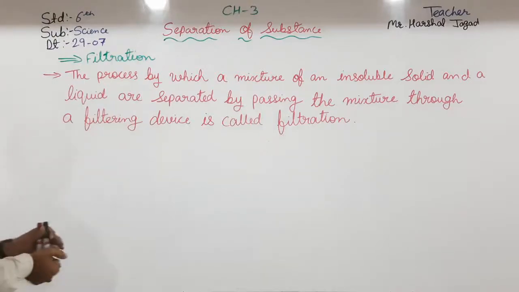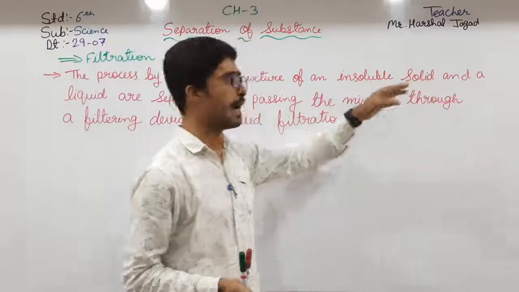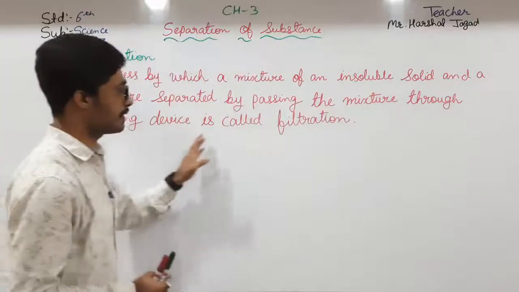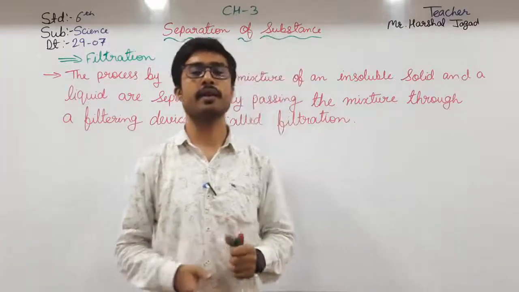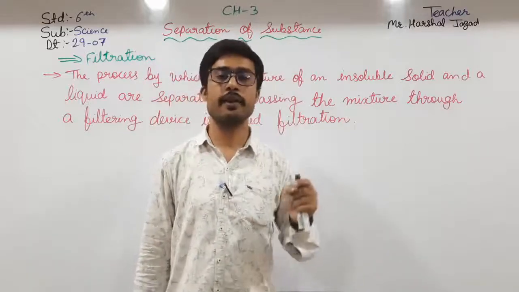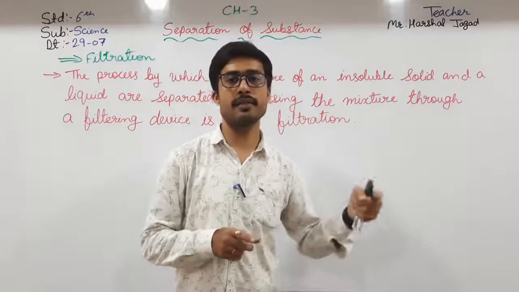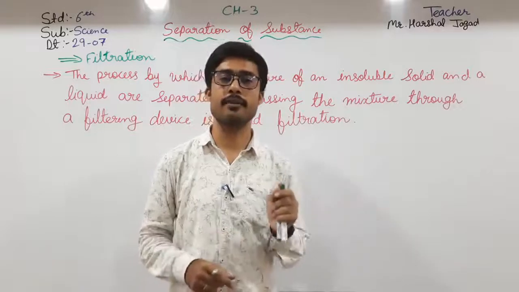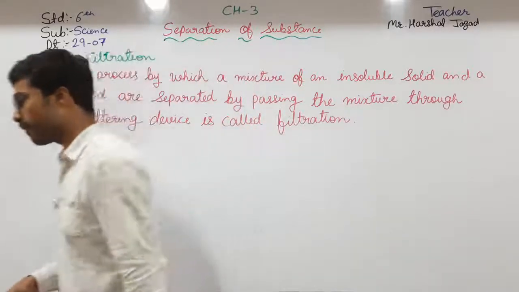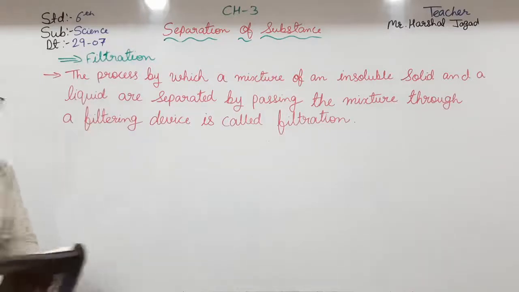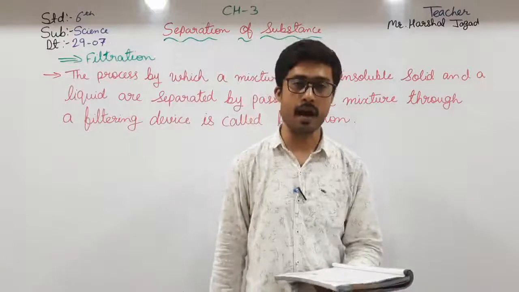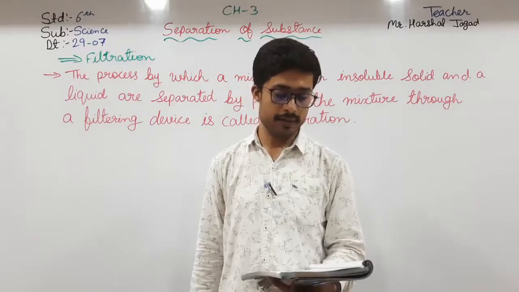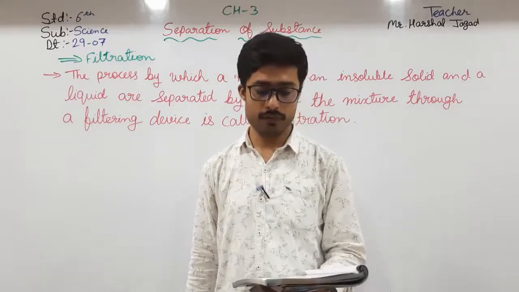So the process by which a mixture of an insoluble solid and a liquid are separated by passing the mixture through a filtering device is called filtration. Okay students, what happens in the filtering process? The insoluble solid in that liquid is separated from the liquid. This process is known as the filtering process. Further it is given, filtration is used in our homes to filter out the tea leaves from prepared tea with the help of a strainer. We also filter and separate fresh fruit juice from the fruit pulp.